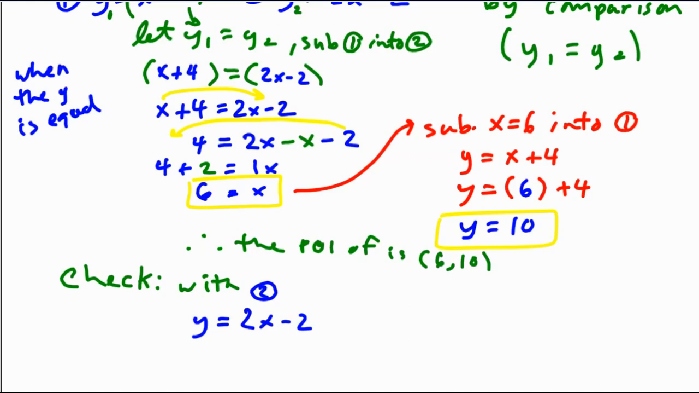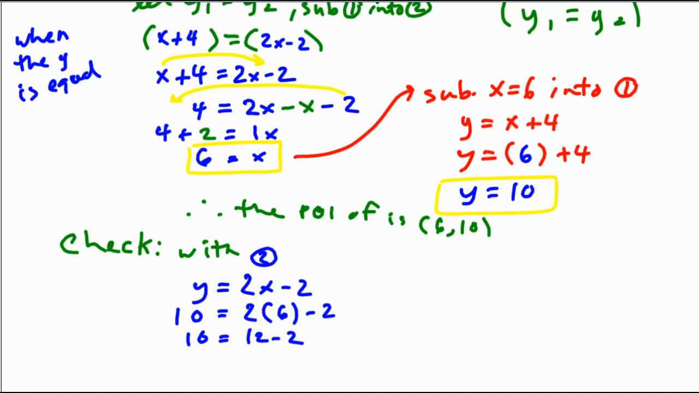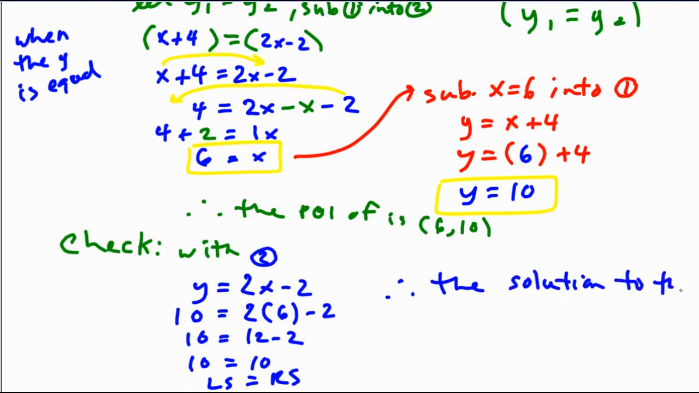And if we substitute the 10 in, we have 10 on this side. And 2 times 6 minus 2, we have 10. Okay, 12 minus 2. And now we have 10 equals 10. So, therefore, we proved it. Left side equals right side. Therefore, the solution to the linear system is 6, 10.